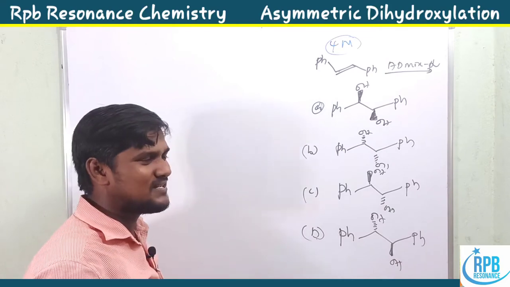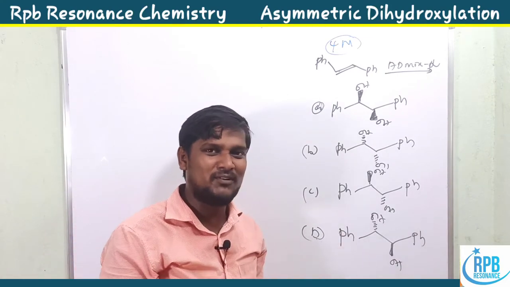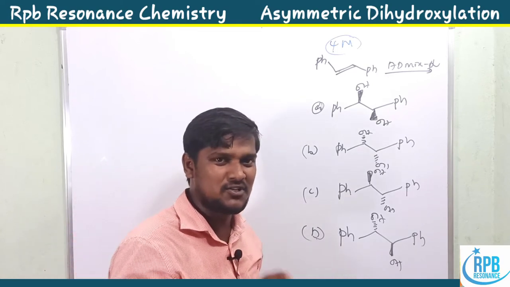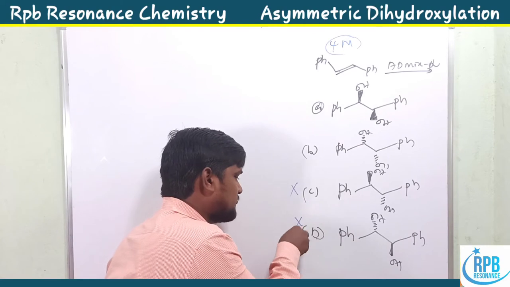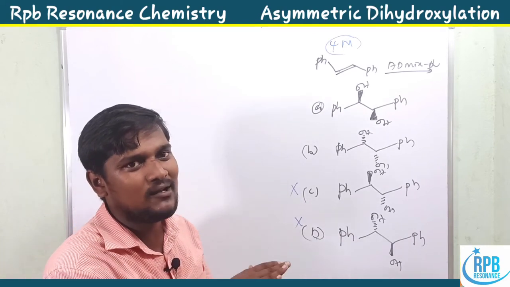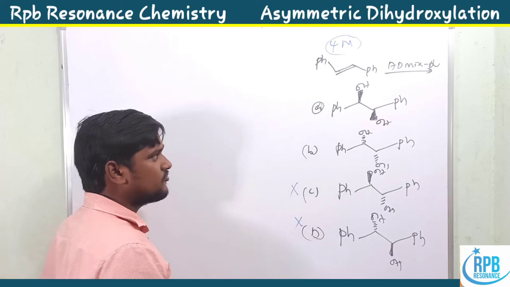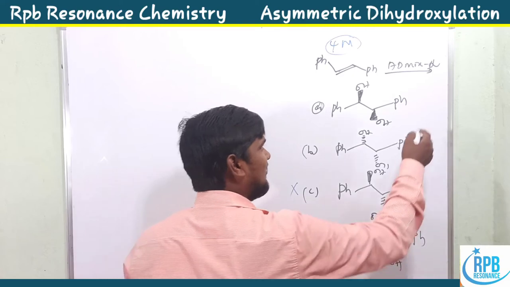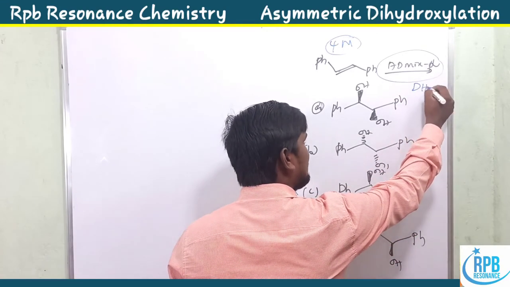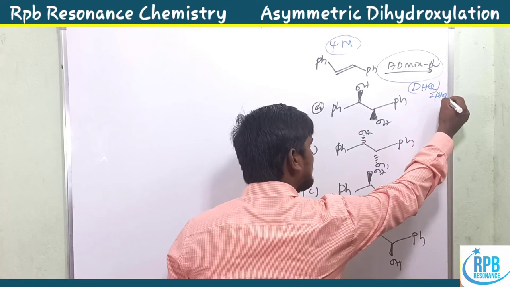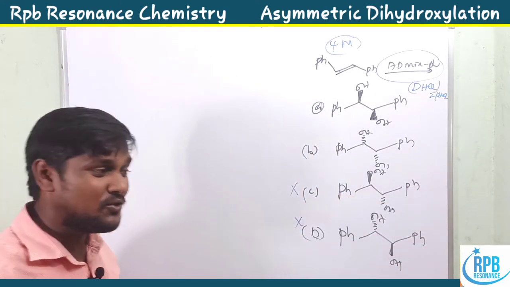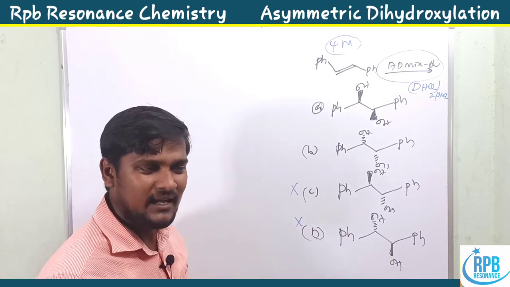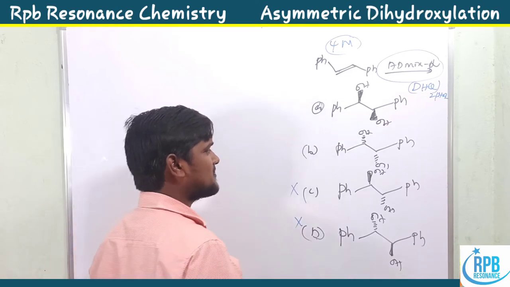Now we know that whenever we observe osmium tetroxide, that will give us cis products only, that is the syn addition. Then we will rule out these two options, so C and D are not our options. We are left with A and B. We know that AD-mix alpha indicates DHQ. We know that DHQ sends the osmium tetroxide to the bottom side of attack, then our option is B.